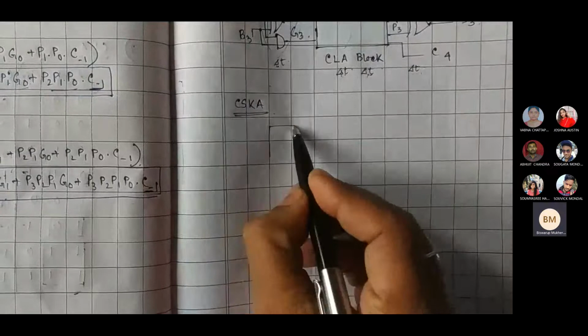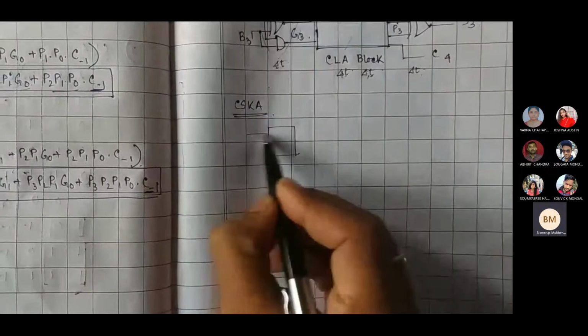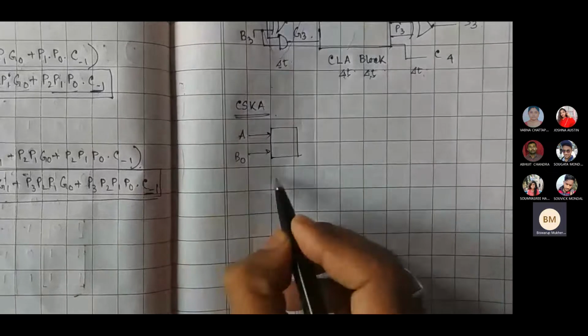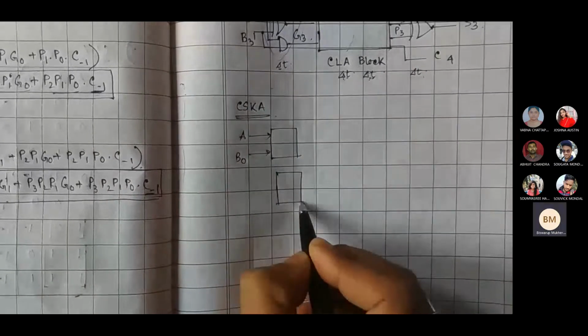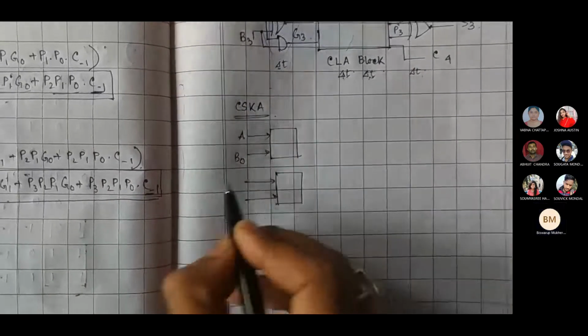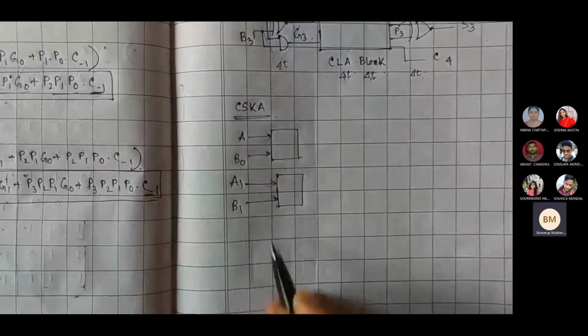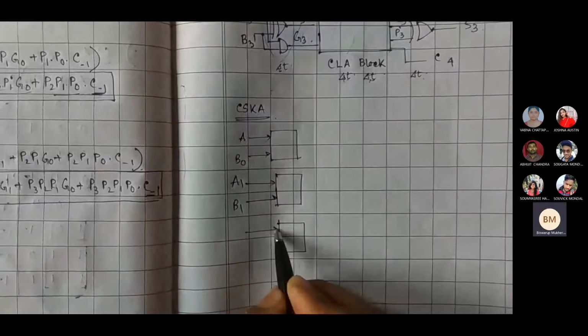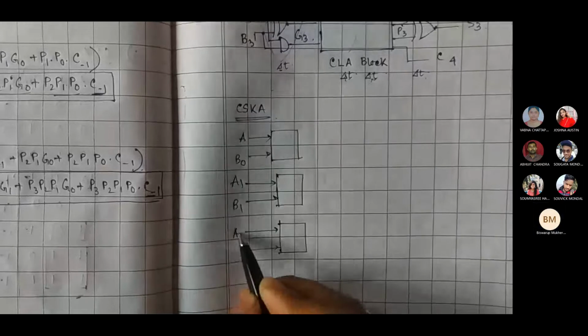So let us have these blocks. A0, B0. I'm using for 4-bit. A1, B1. A2, B2.